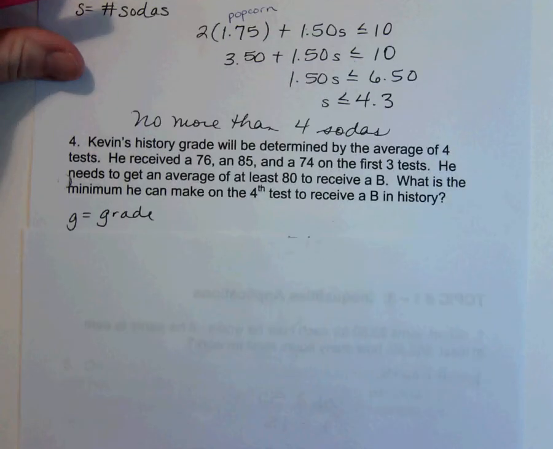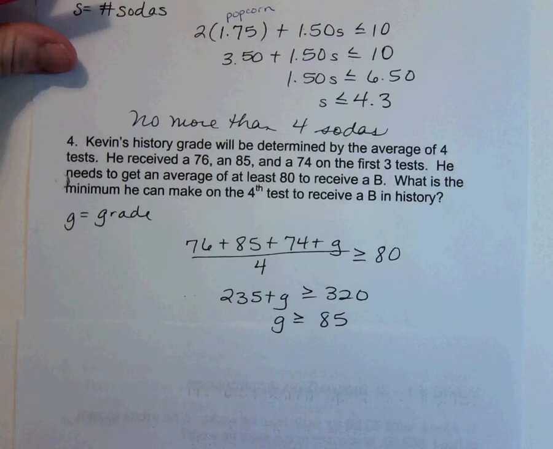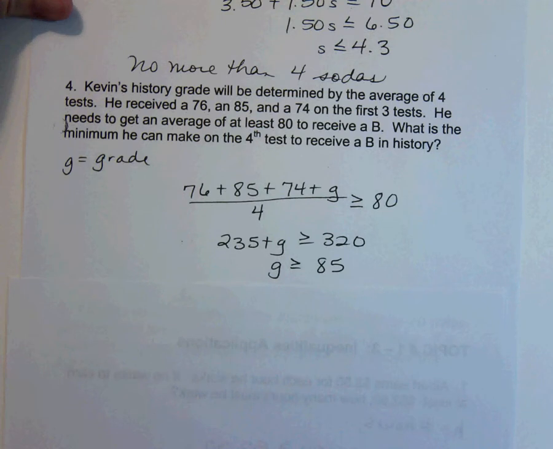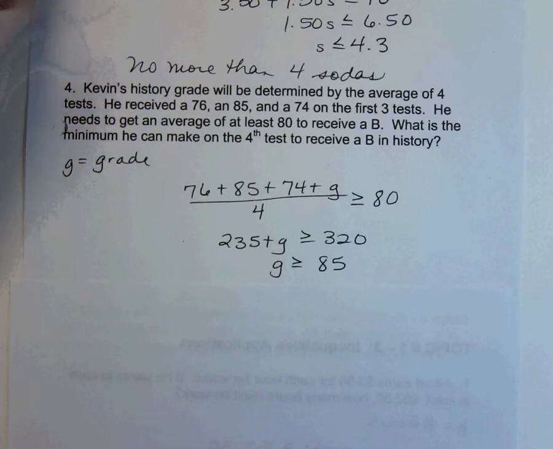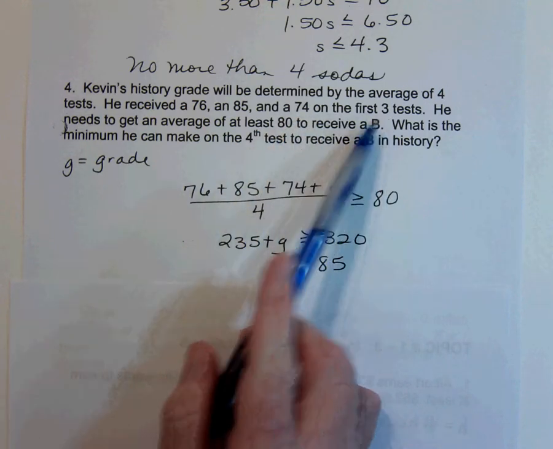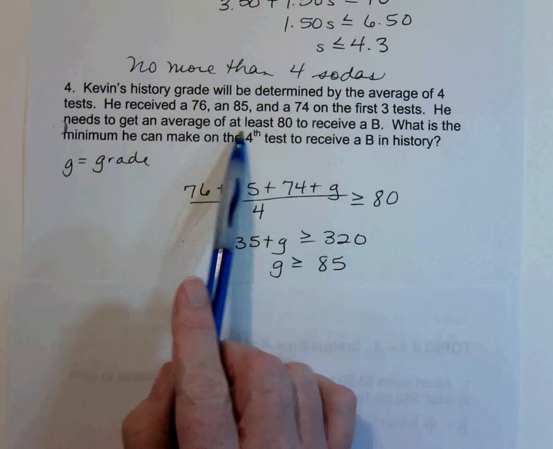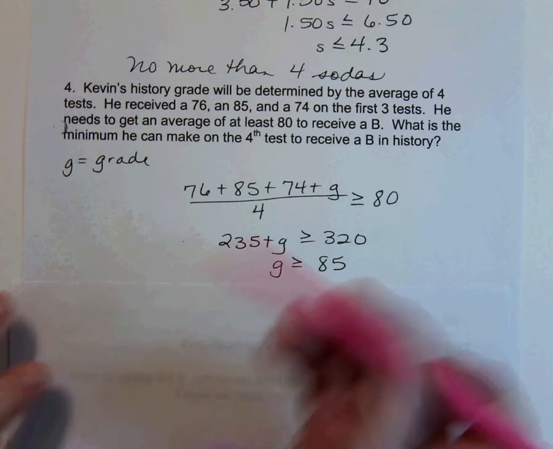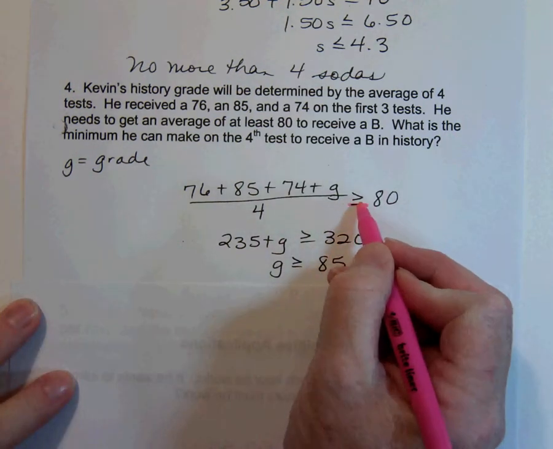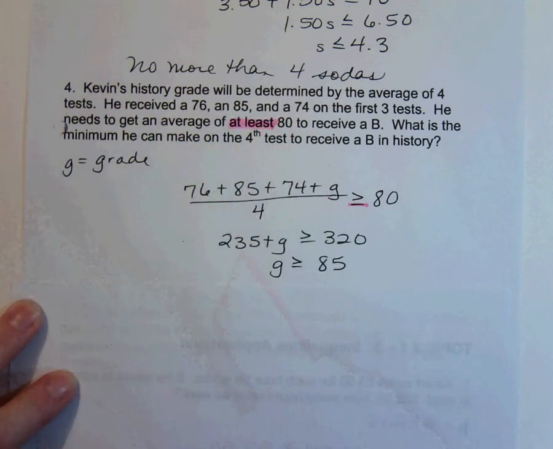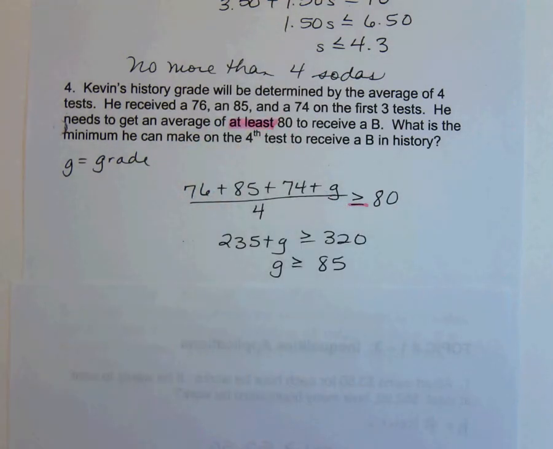Kevin's history grade. This is often one on a standardized test. Kevin's history grade will be determined by the average of 4 test grades. If he received a 76, an 85, and a 74 on his first 3 tests, and he needs to get an average of at least, now that at least shows us that it's an equal sign. Maybe we should mark that. That little saying that it could be equal to is denoted by this at least saying. To receive a B, he has to make at least an 80.